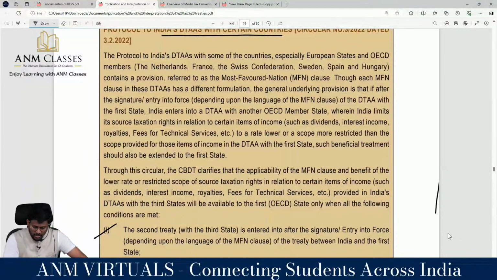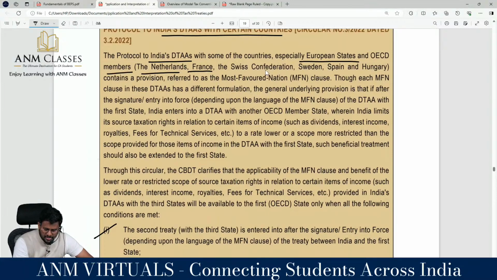Sir, we may have MFN clause with various countries, correct? Yes, the old country, the earlier country wants to enjoy MFN. You can enjoy, but ensure that you are satisfying the conditions. This is clarified by CBDT. The protocol to India's DTA with some of the countries, especially European states and OECD members, the Netherlands, France, Swiss Confederation, Sweden, Spain, Hungary, contains a provision referred to as the MFN clause.